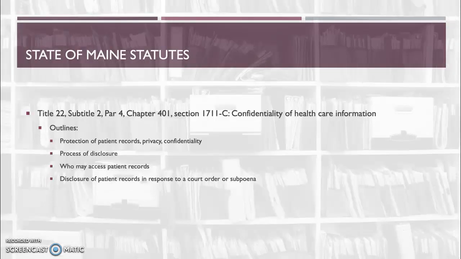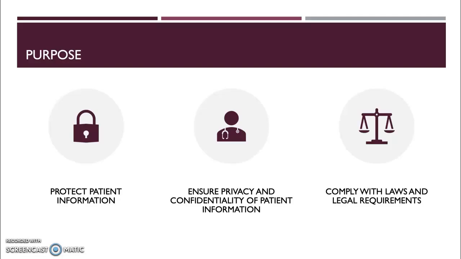So in the state of Maine, there is a law, Title 22, Section 1711-C, that codifies the disclosure of patient information. In the statute, the security, privacy, and confidentiality of patient information is protected. It outlines the process of disclosing patient information, including who may access it, and also specifically addresses requests made by court orders or by a subpoena. It's important that healthcare organizations outline the process of releasing patient information, including the release of information to legal entities, for the sake of our patients.